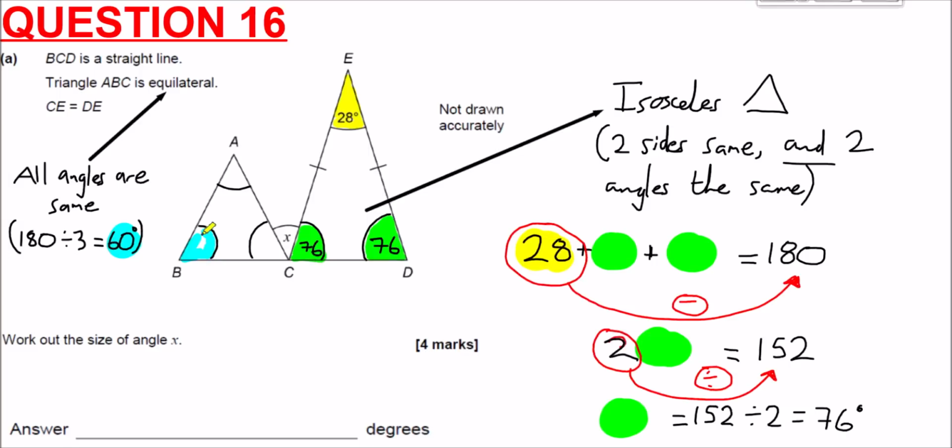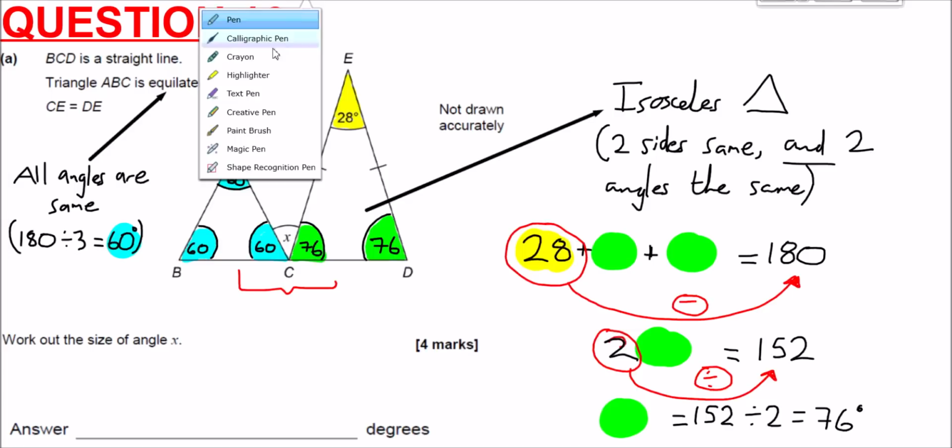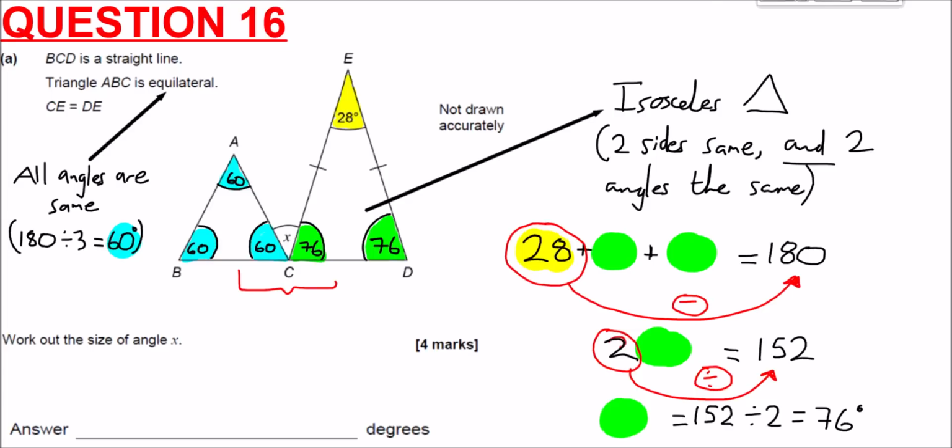Now what we've got is all the ingredients of the puzzle. We can work out what x is next. Just taking care of my colouring in. I do like a bit of colouring. Maybe I need to grow up, but never mind. Anyway, if we now just zoom in at this bit here, at C, we've got 60 degrees, we've got 76, and we've got x somewhere in the middle.